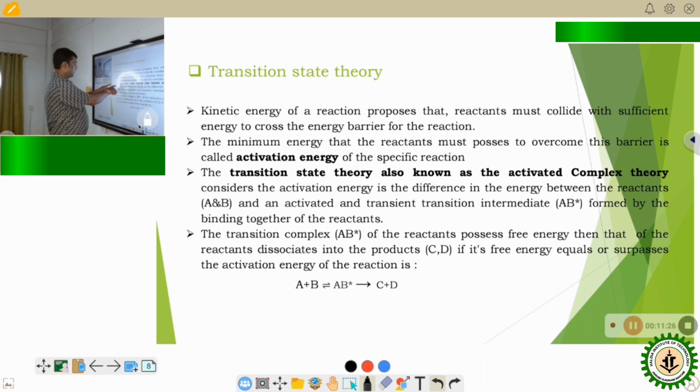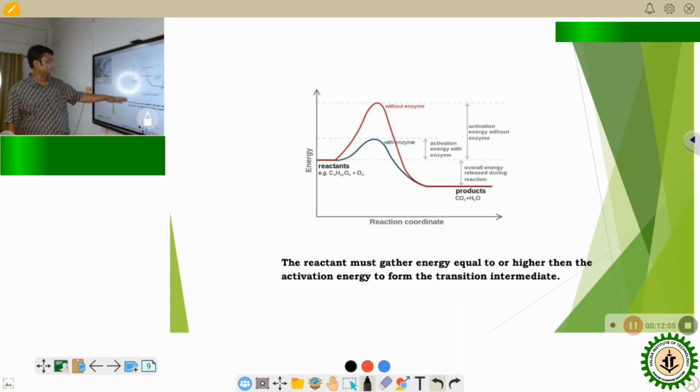Meaning, suppose you have two reactants, then the internal energy of both reactants minus the internal energy of the complex, that difference gives the value of activation energy. The transition complex of the reactants possesses free energy and dissociates into the product. If its free energy equals or surpasses the activation energy, then the reaction is completed, and the reaction takes place in this way. So this is the basic idea. We can show this graphically.